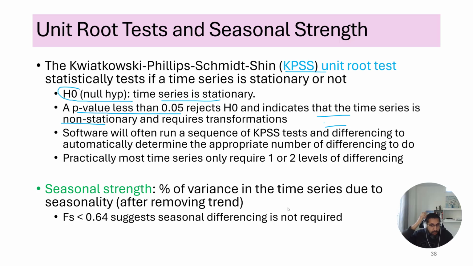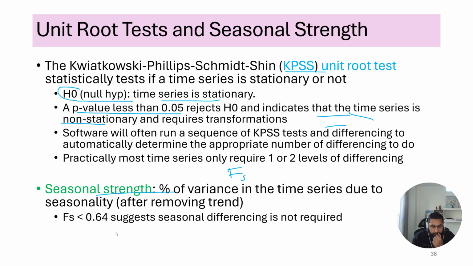Another way to check if there's seasonality or not, and if the non-stationarity can be caused by seasonality or not, so basically, do you need to do seasonal differencing or not, is what's called a seasonal strength factor, Fs. This is a number between 0 and 1, and that's the percentage of variance in your time series that's contributed by the seasonality. So if Fs is small, that means there's no seasonality in your time series. If Fs is large, that means there is seasonality.